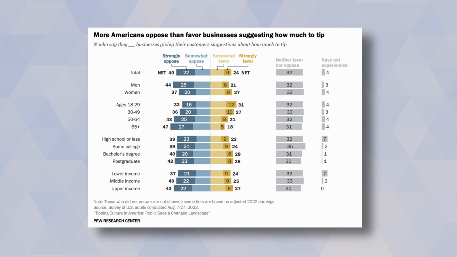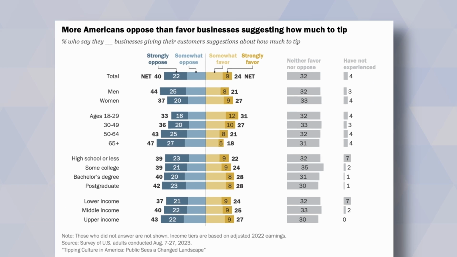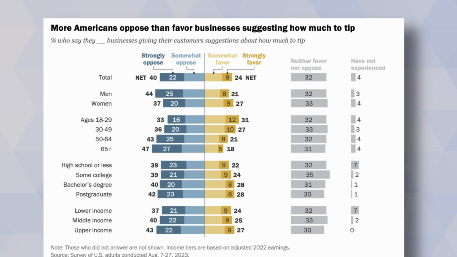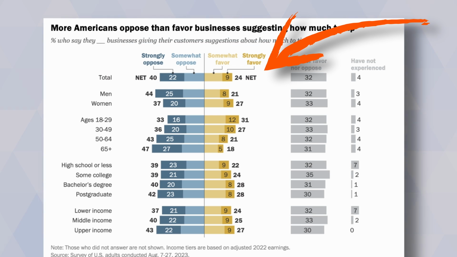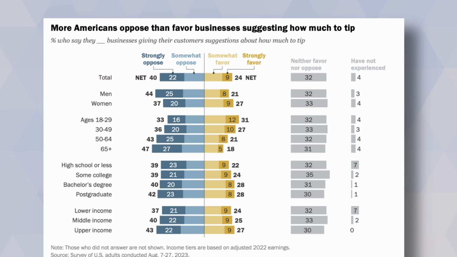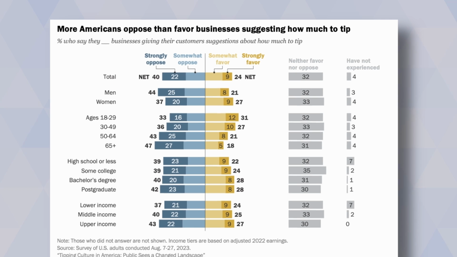I recently saw this cool chart from the Pew Research Center. It shows you the survey results of how Americans feel about businesses giving their customers suggestions about how much to tip. Basically, this chart is what is known as a diverging bar chart, and today I'm going to show you how to create this exact chart in ggplot. It's actually quite a lot of work to get all of the details right, but this is what we're going to do, so let's dive in.